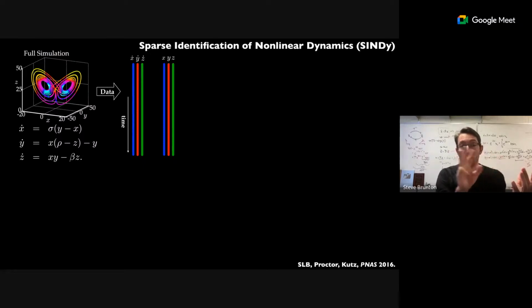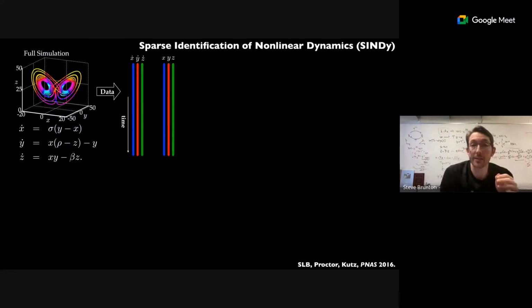We are going to pretend that we have data from this system. We can measure x, y, and z in time, and we can approximate the derivatives x dot, y dot, and z dot. We will relax that assumption later, but for now it helps make this easier to understand. But we don't know the equations that generated the data. We only have data in these colorful columns, x, y, and z, x dot, y dot, z dot.